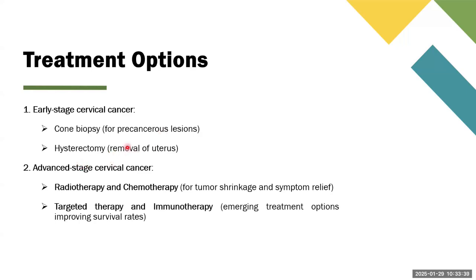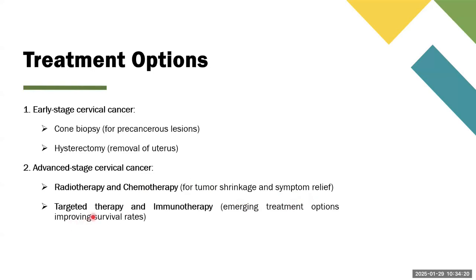Next is hysterectomy, removal of the uterus, if a female is beyond reproductive age or if they do not wish to have children. So a better and safer option, even better than the cone biopsy, is total hysterectomy with the removal of the cervix. Next is advanced stage cervical cancer. If cancer is advanced or has metastasized to other organs or lymph nodes, radiotherapy and chemotherapy will be a better option for tumor shrinkage and symptom relief. So that would be a type of palliative care.